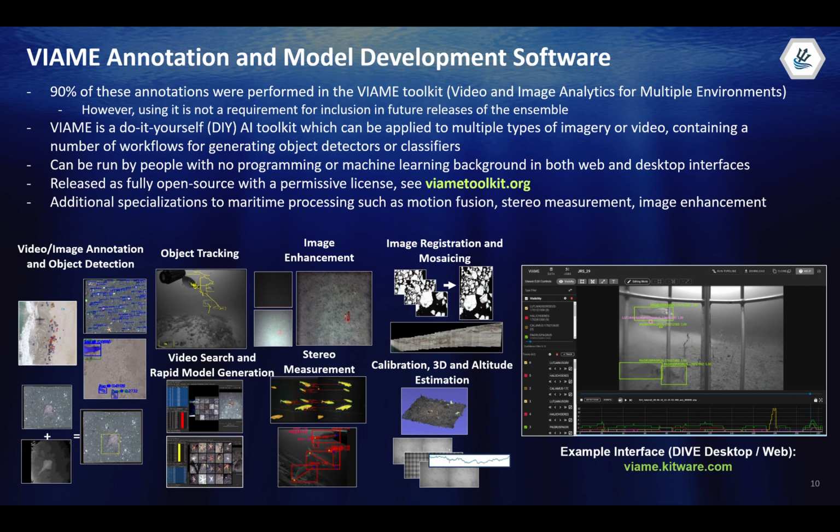Outside of detection problems, it supports other things that are sometimes specific to maritime imagery, but sometimes not, such as image enhancement, image registration and mosaicing, some initial 3D and altitude estimation processes, stereo measurement, and lastly, video search and rapid model generation, which is an atypical process for generating models, not deep learning where you necessarily annotate a ton of video and then compare and contrast different types of models.